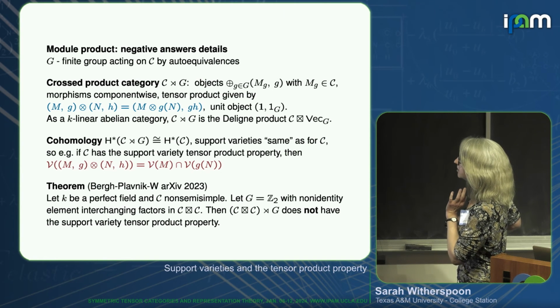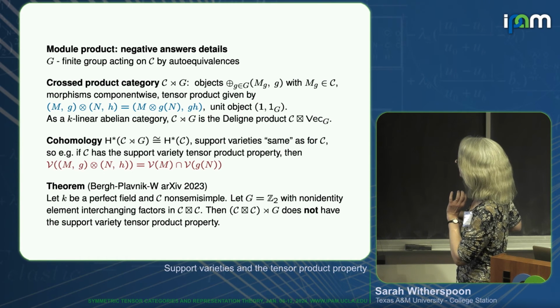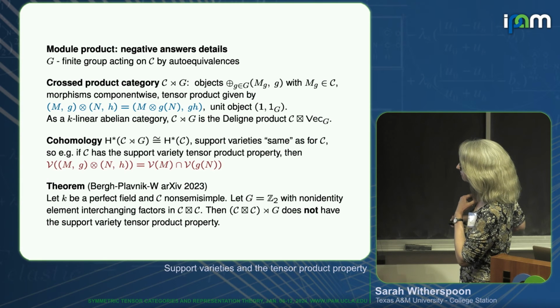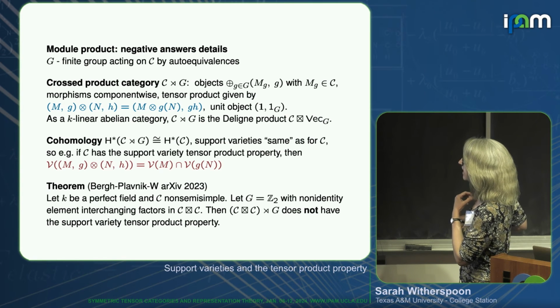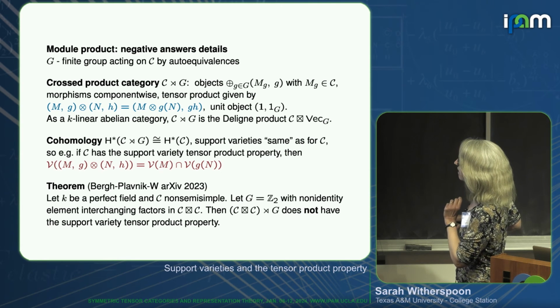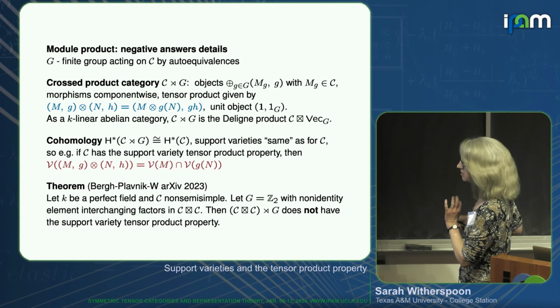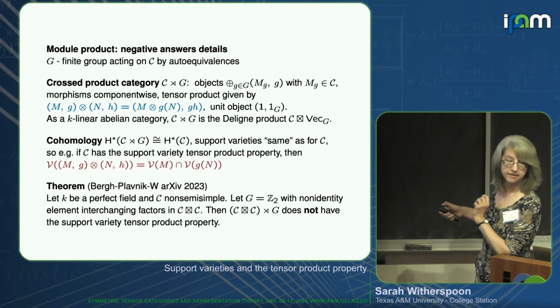The cohomology of this cross-product category is really the same as for the original category, right? This is a semi-simple piece that we've got over here. And so the support varieties are really the same, in quotes, as for the original category. Meaning, the support variety of this would be: you would take the forgetful functor to the original category and then take that.